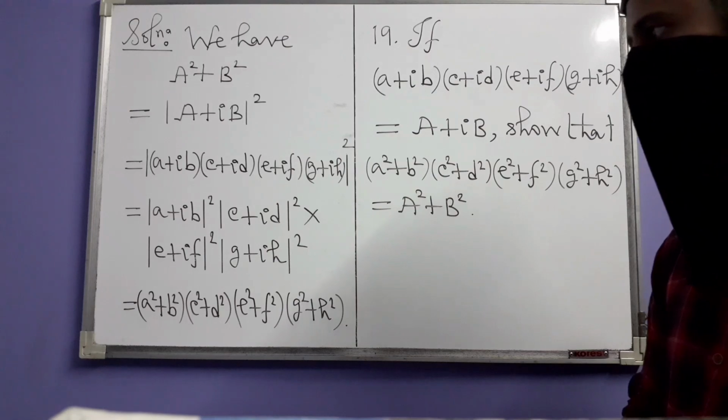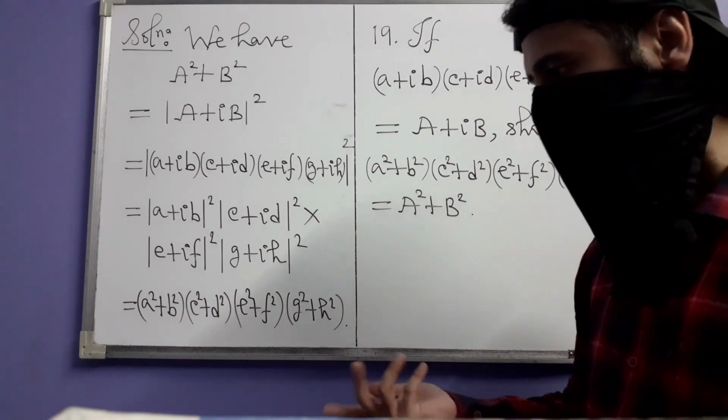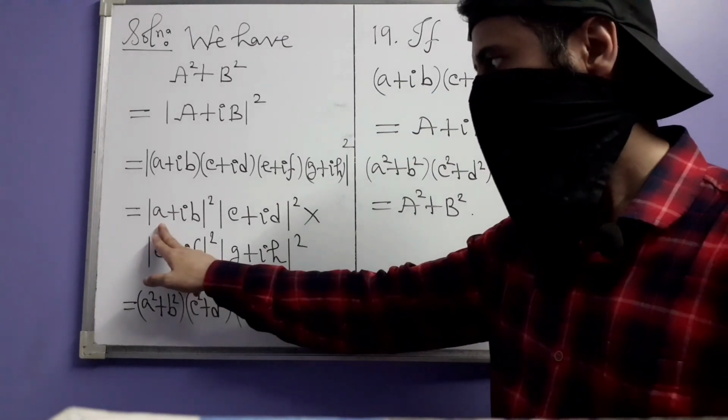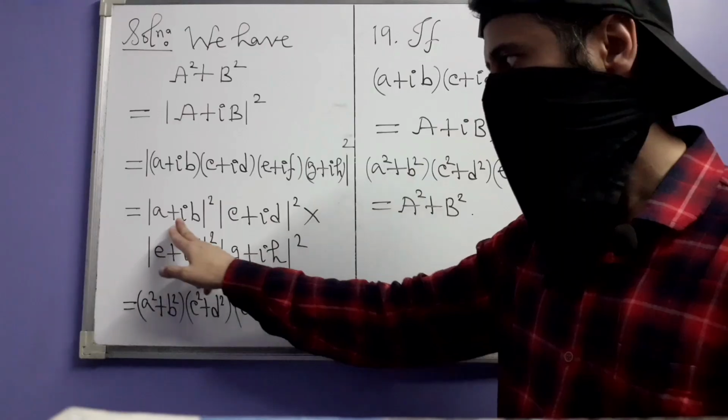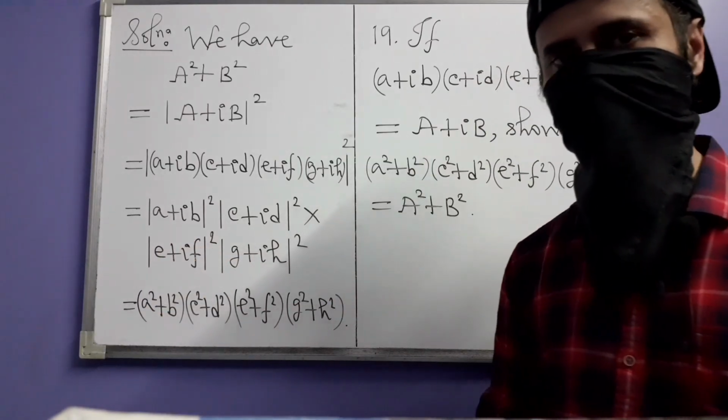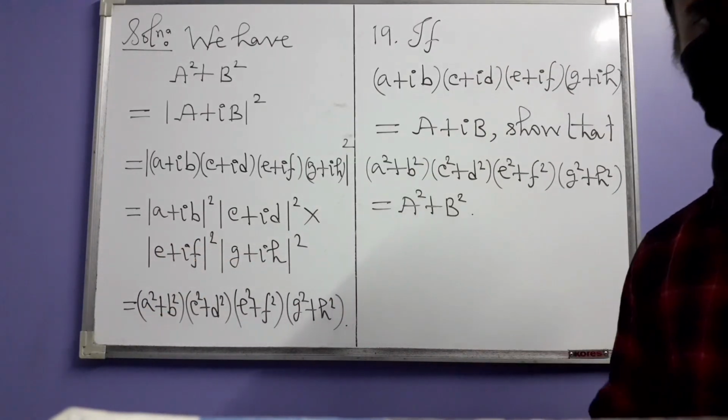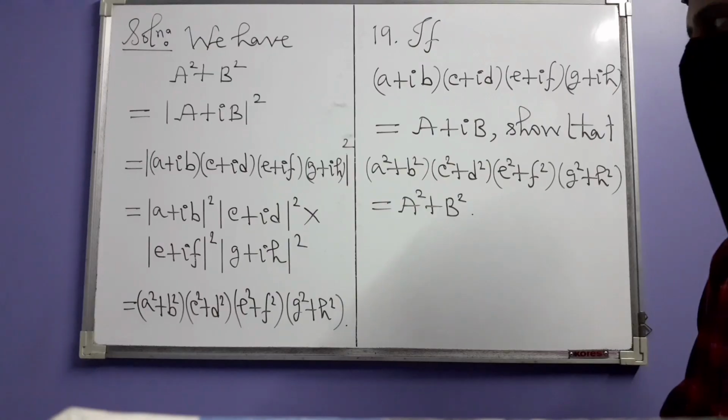So you do that, and then what is the next step? The square of the modulus of A plus iB is A square plus B square. Similarly, you get the others, and that's it.